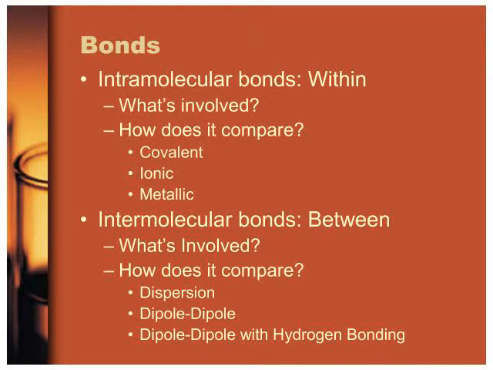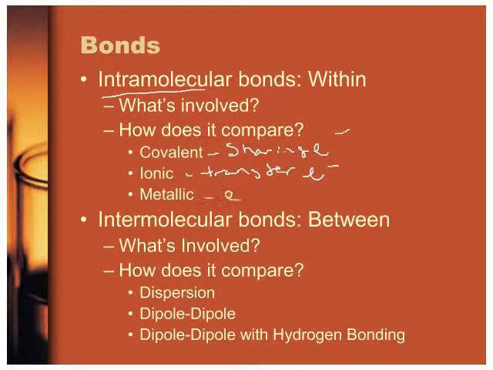Hey guys, we're going to talk about intermolecular and intramolecular bonds. On your intramolecular bond, that is how they are bonded to each other. Remember that your covalent bonds are sharing the electrons. Ionic bond is transferring electrons. And the metallic is your electron sea model. So that is how the compound is bonding within itself.